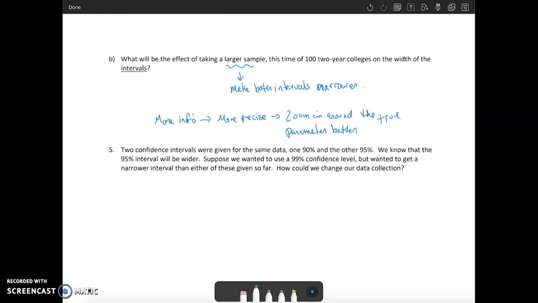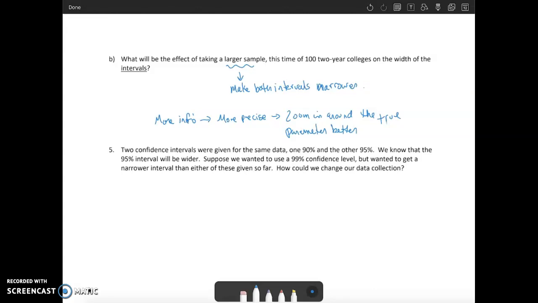Suppose you want to create a 99% confidence level interval. Well, that would end up being wider than both of the prior, right? Because we're getting an even higher level. But also remember that as you increase that confidence level, your interval could possibly get so wide that it's not even helpful anymore. So what if you want to do this? You want to increase that confidence level, but you want to get a narrower interval than either of the prior 90 or 95% that you already have. How could you change your data collection to do that?